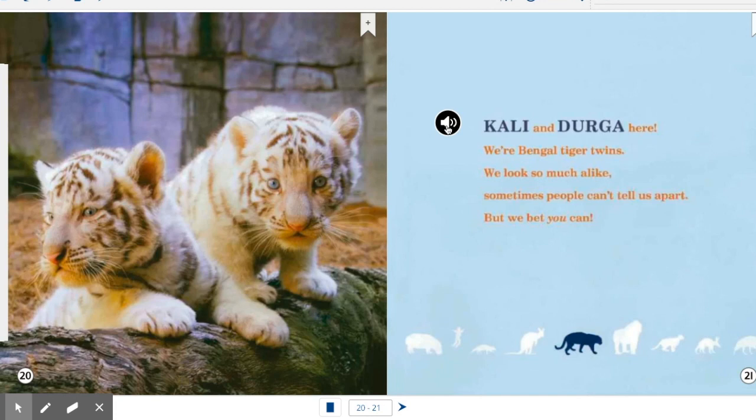Can you tell these two twin tigers apart from each other? They look so much alike. Do you see any differences? Yes, so alike is when we compare them, that tells us that we're looking at what is alike. And when we contrast, we're telling about what is different.